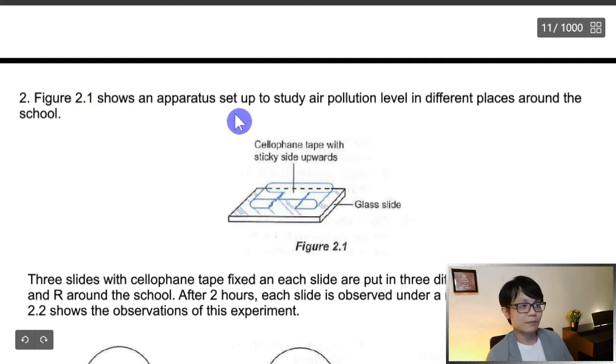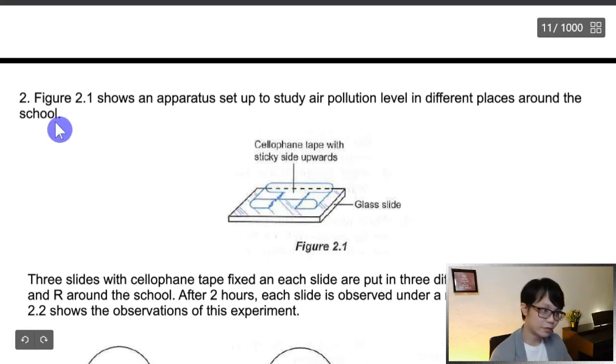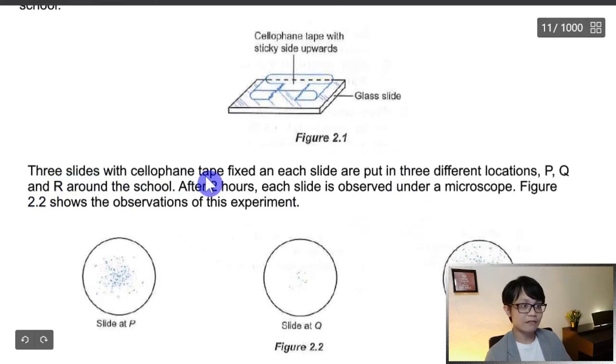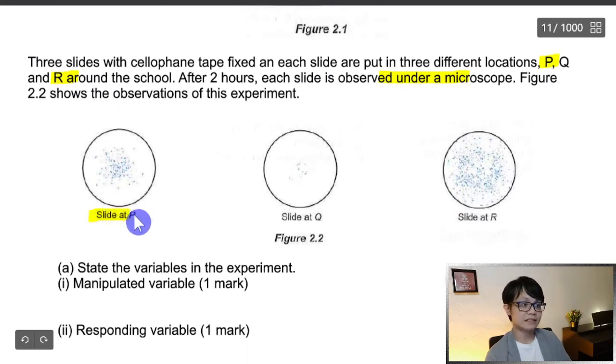Figure 2.1 shows apparatus set up to study air pollution level in different places around the school. Highlighting is very important. Air pollution, so you want to know air pollution. 3 slides of telephone tape are stayed at 3 locations P, Q, R in the school. Each slide is observed under the microscope, and you can see slide P, slide Q, and slide R. So which one is the most polluted place? R, okay? R is the most polluted place.